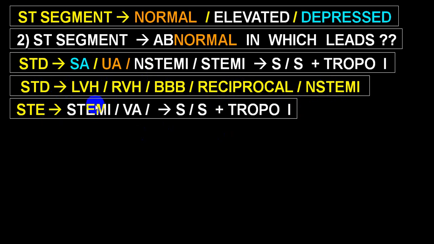ST elevation will be classical in case of a STEMI or variant angina, in which symptoms, signs and clinical examination will be very helpful. In case of STEMI, you will have severe chest pain, classical Levine sign, profuse prostration, hypotension, tachycardia, bradycardia, fall of blood pressure, shock stage, etc. While in variant angina, those associated findings are not common.